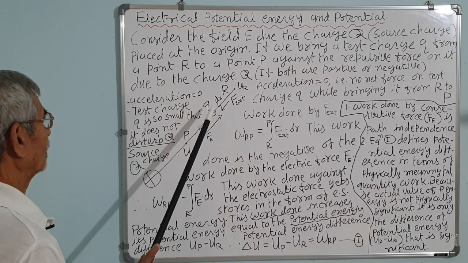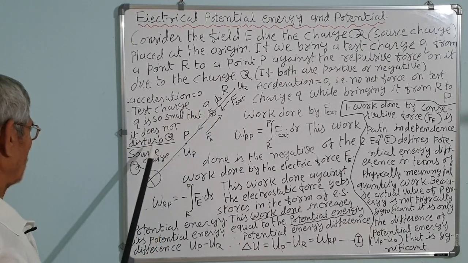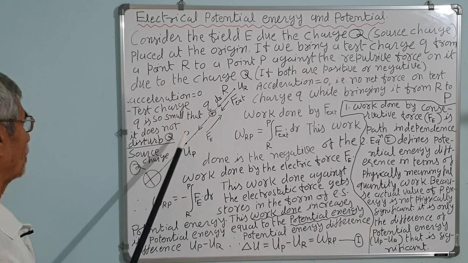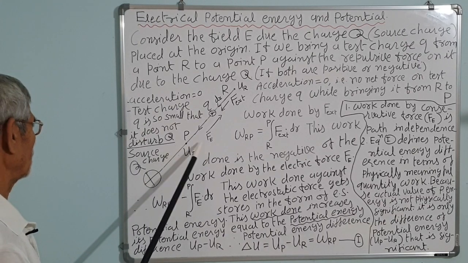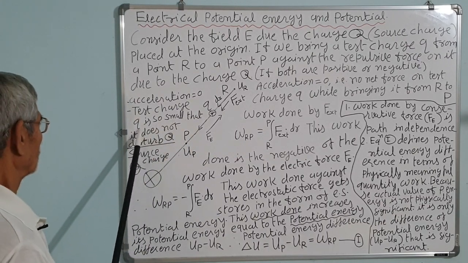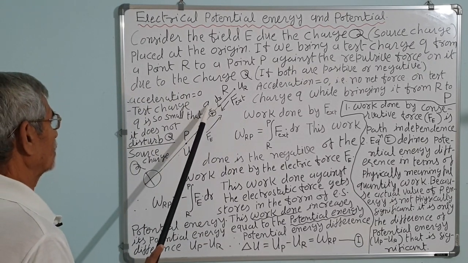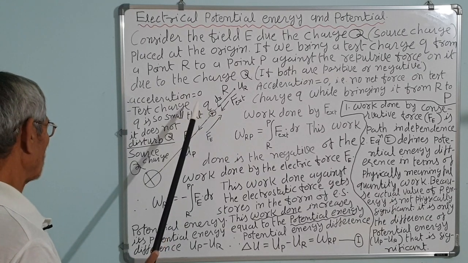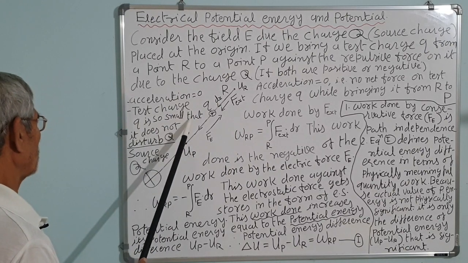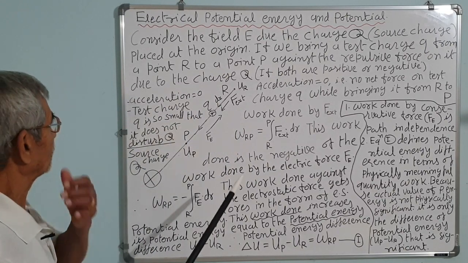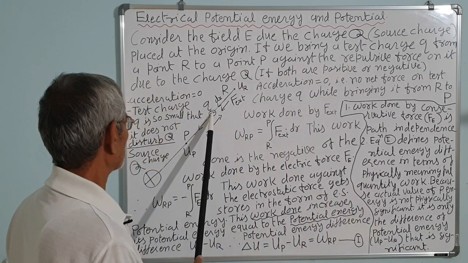Acceleration is 0. Another one, the test charge q is so small that it doesn't disturb the original configuration of charge Q. It won't move the charge Q, otherwise there will be a change in the electric field and hence the repulsive force. Correct? So we assume that the test charge, small q, is so small that it doesn't disturb the Q. Test charge small q is so small that it does not disturb capital Q. Acceleration 0, that is no net force on the test charge. There is no net force.